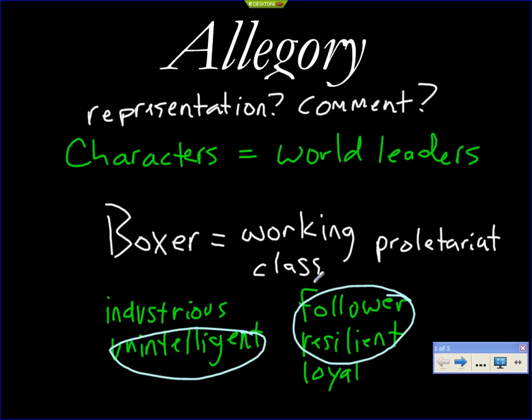So, Zach, getting back to it, if I'm using this to answer this question, then I've got to use something else to answer representation. So how do I know that Boxer represents the working classes? Think simple plot issues. He's the one doing the work. What is Snowball? If Snowball were not Trotsky, if he were a class of people, what class of people would he represent?